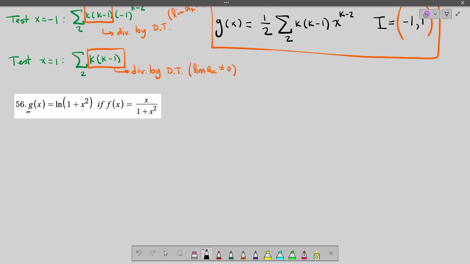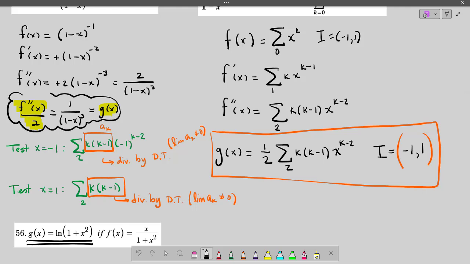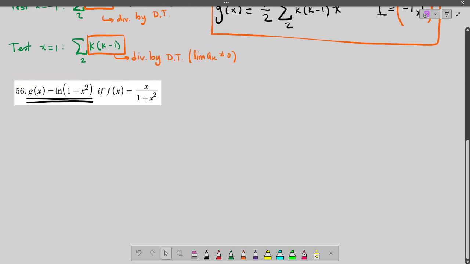We want a power series for G from the power series for F. F is a super easy power series to generate. We'll talk about why that is in a moment. I'm more interested in this key statement right here. What is our roadmap? How do we get to G from F? So when you're looking at G, what do you think you're going to do to F to get to G?